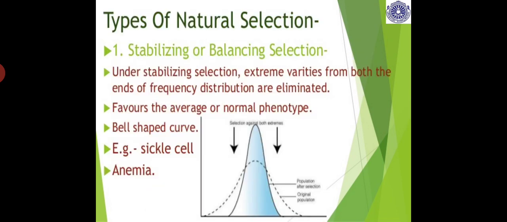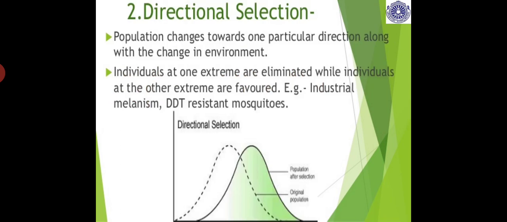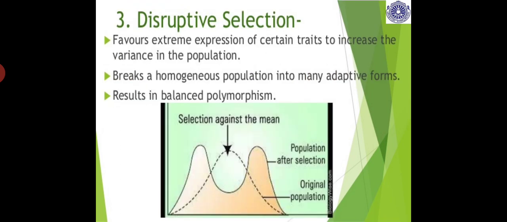So this is again a graphical representation of these different types of natural selection, which I have already explained to you, like stabilizing or balancing selection, directional selection, and disruptive selection. And these graphs are for your additional information.